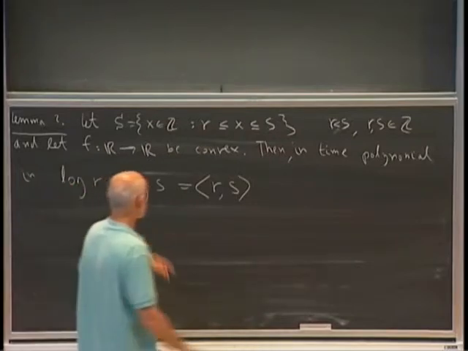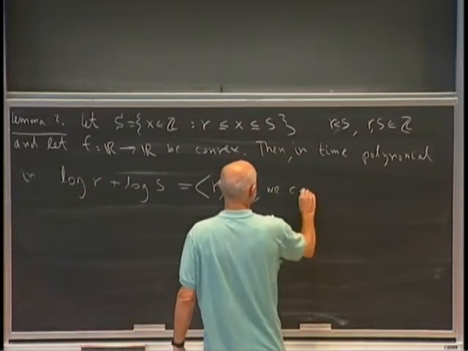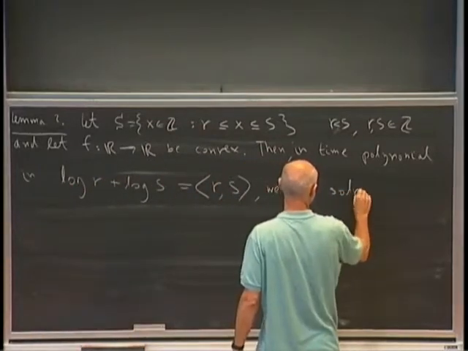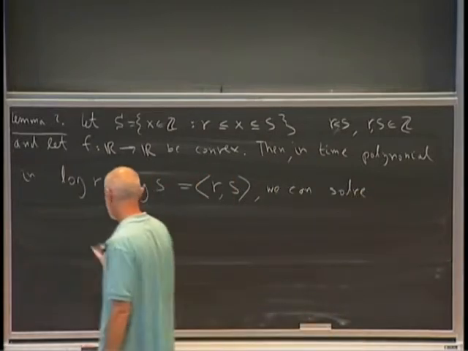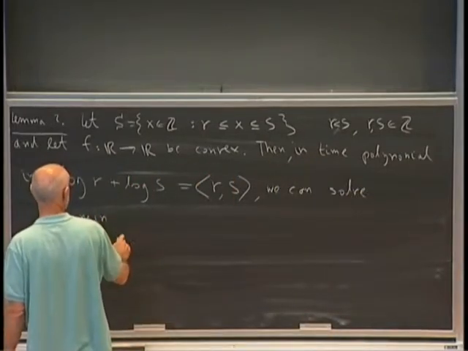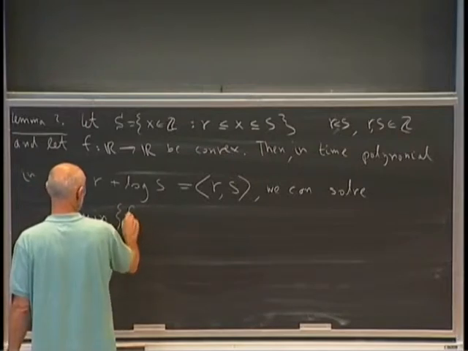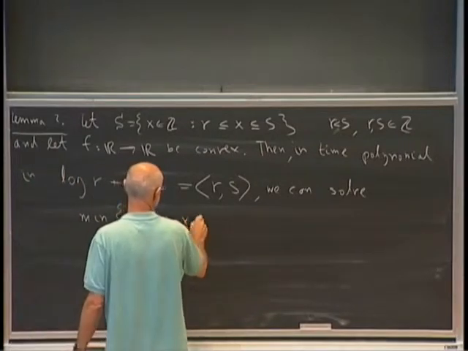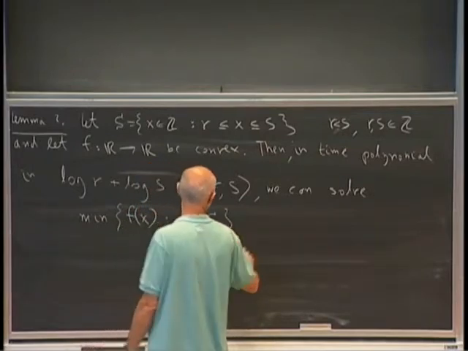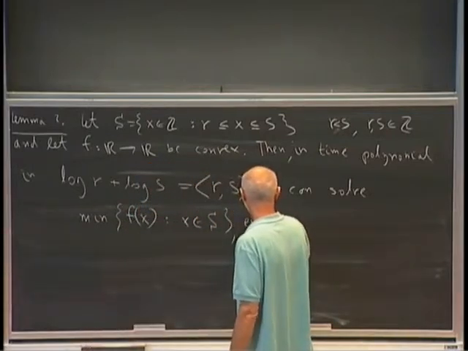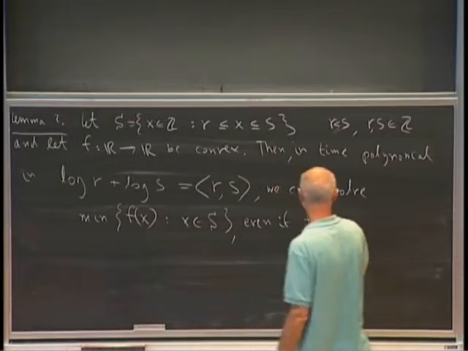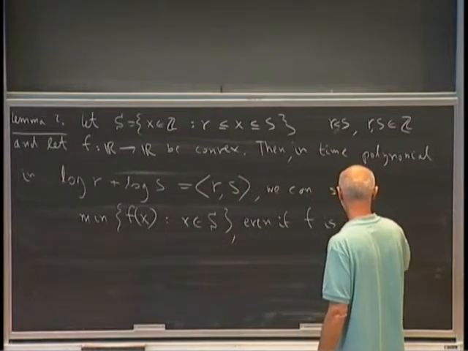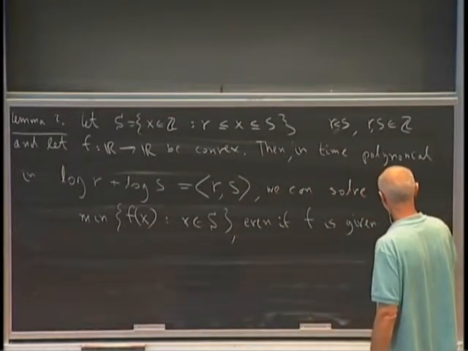Then in polynomial time, we can solve, and this is an easy problem, the minimization, this univariate minimization problem. Minimize f of x over S, even if f is given by a comparison oracle.